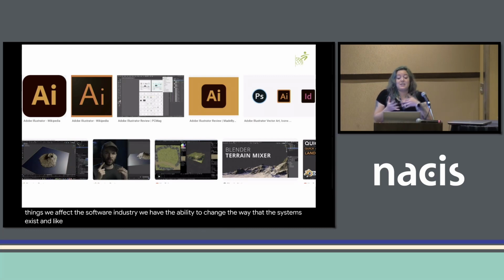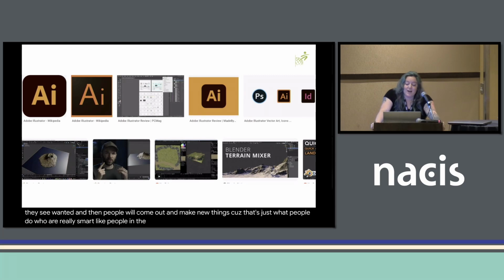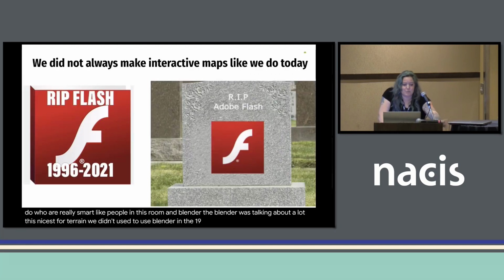And we just need to say what we want, and then softwares that exist will do it because they see that it's wanted, and then people will come out and make new things because that's just what people do who are really smart, like people in this room. And Blender was talked about a lot, this NACIS, for terrain. We didn't used to use Blender in the 1980s, but we do now.